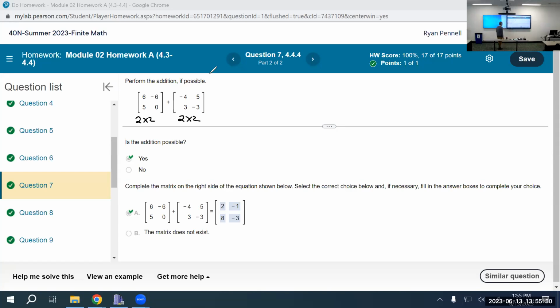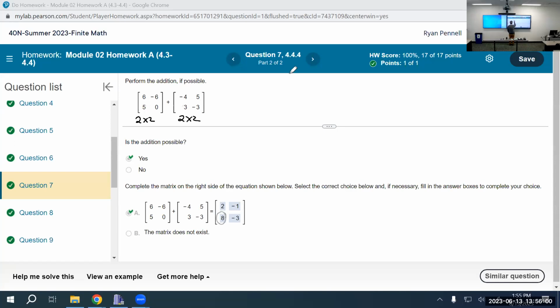And these are 2 by 2. That's a 2 by 2, a 2 by 2. So we can add them. They have to be the same dimensions. Okay? These are, so no problem. So you just go 6 plus negative 4. 6 plus negative 4 is positive 2. Negative 6 plus 5, negative 1. 5 plus 3 is 8.